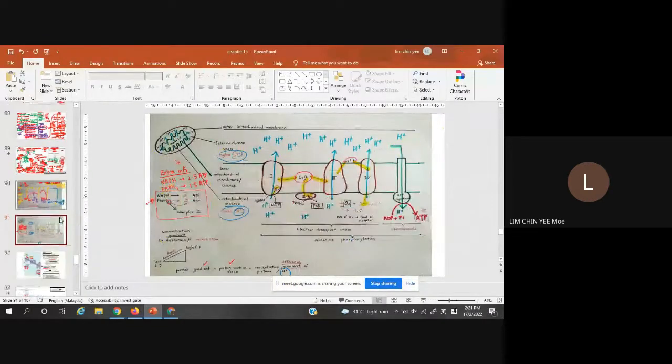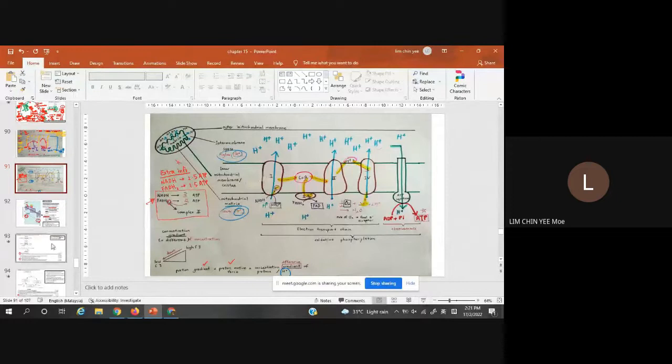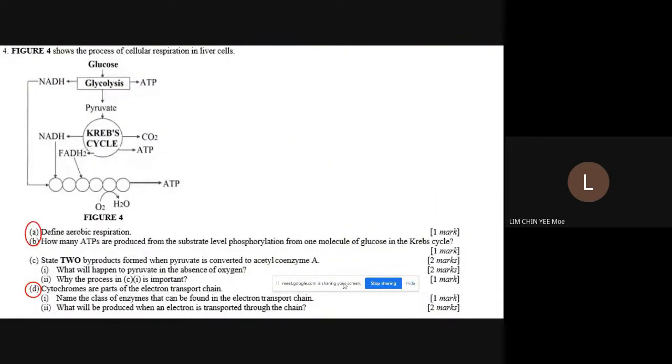Now let's look at the questions together. So ini soalan 4. Okay. Figure 4 shows the process of cellular respiration in liver cells. Okay, liver cells, is it active or normal cell? Active. Very good. So ini ialah active cells. Okay. Kalau active cell, soalan tak tanyalah sekarang, tapi kalau active cell, how many total ATP are produced during aerobic respiration?